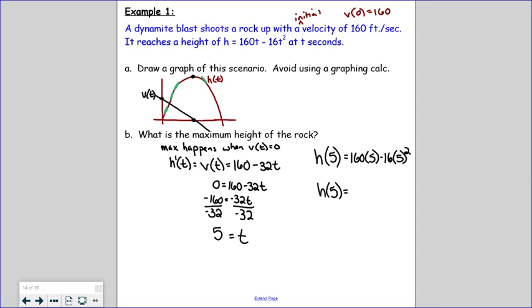For time's sake today, you can probably just grab your calculator and figure out what 160 times 5 minus 16 times 25 is. What's the position of this rock at 5 seconds? 400. In this type of section with all of this, labels are going to be huge. Always label all of your answers. 400 feet. Question so far?